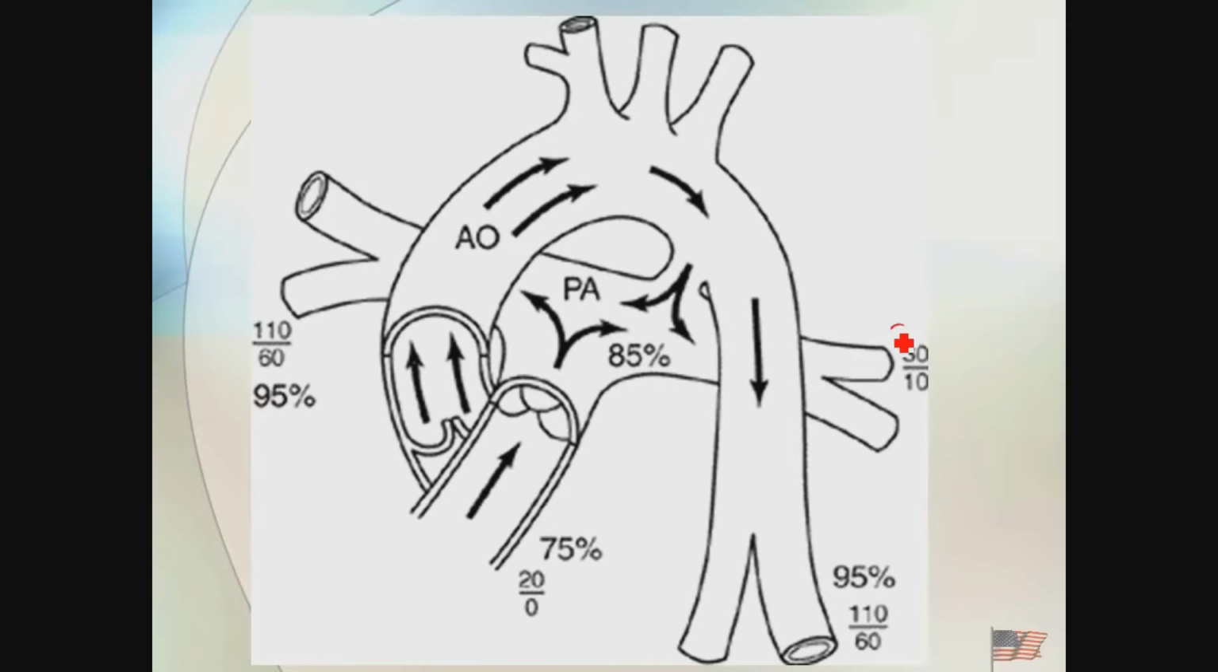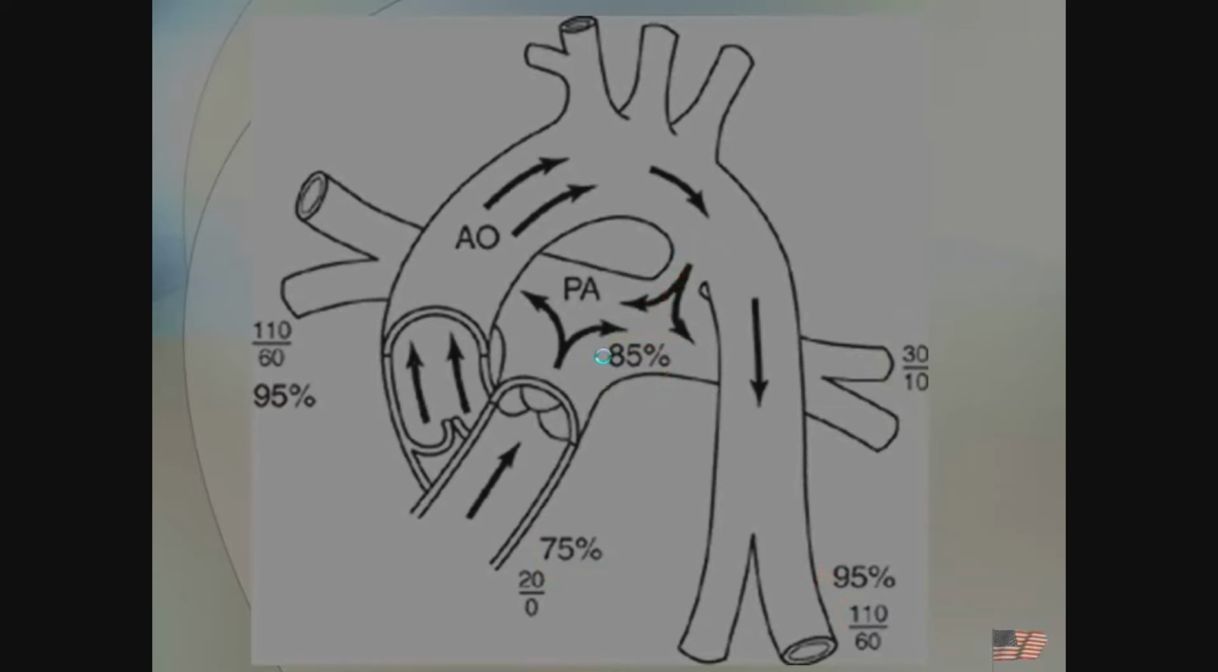Here my pulmonary artery pressure is 30/10. My systemic blood pressure is 110/60. The arterial blood oxygen level is 95. My venous blood level is 75, but since some of this oxygenated blood is now mixing in, the pulmonary artery saturation is now higher. Okay?